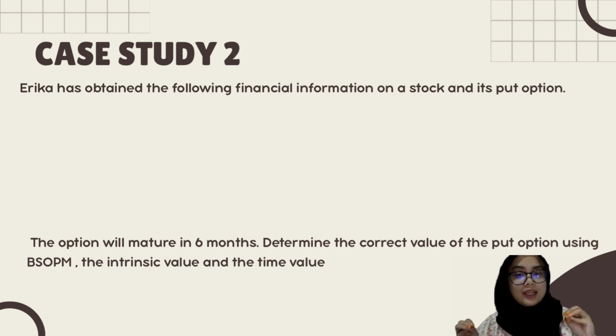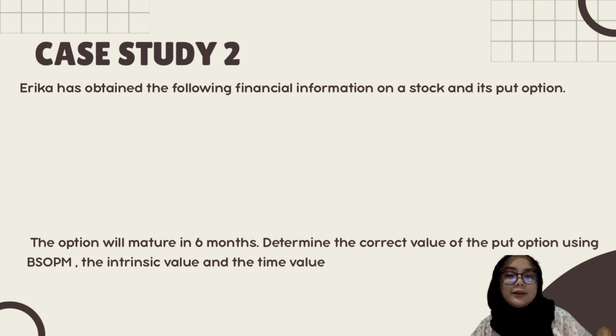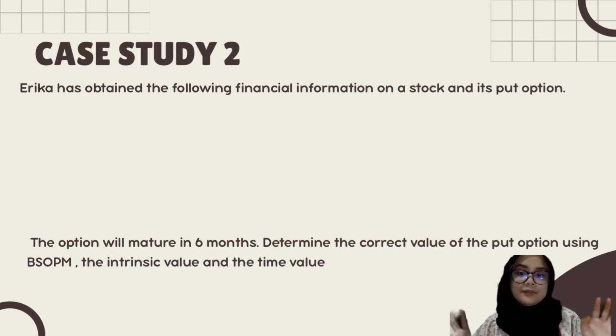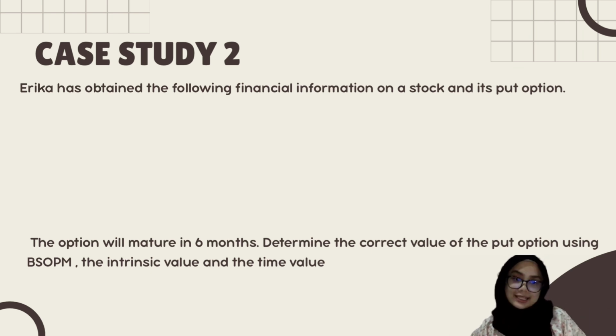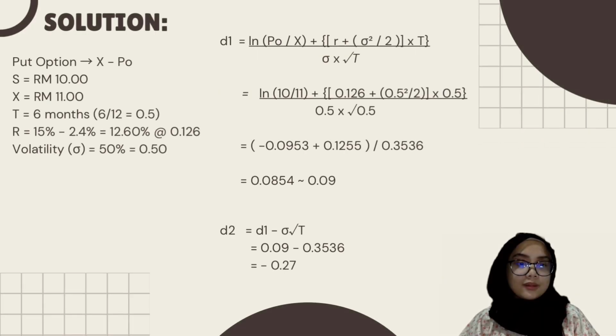Now let's move on to completing the valuation of the following put option. The inflation rate is 15%. The beta is 0.2, the market return is 15%, and the standard deviation is 50%. The option will mature in 6 months. Determine the correct value of the BSOPM, the intrinsic value, and the time value. Next, using the Black-Scholes model for a put option.